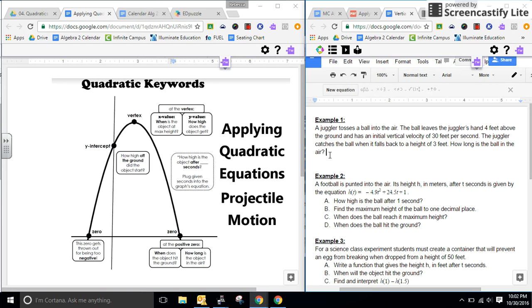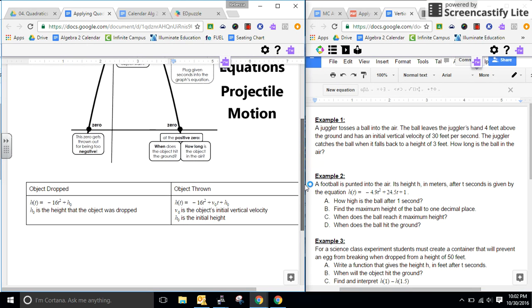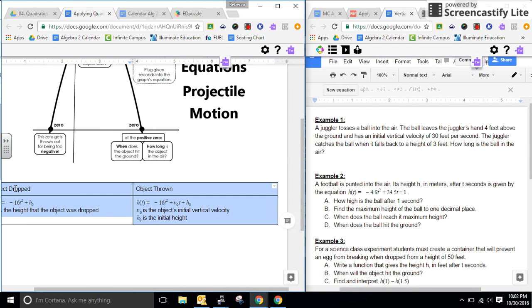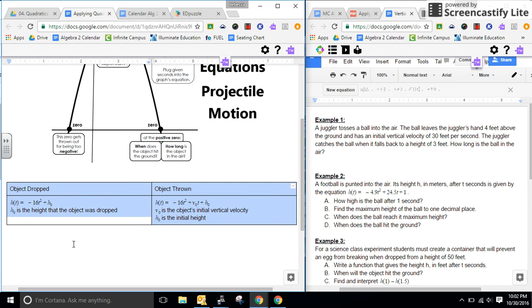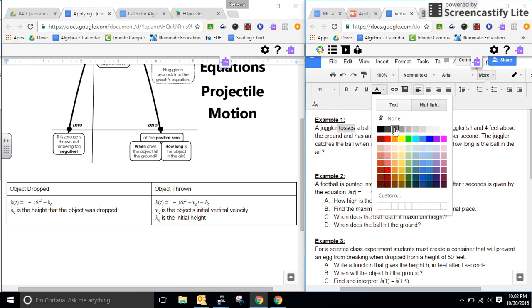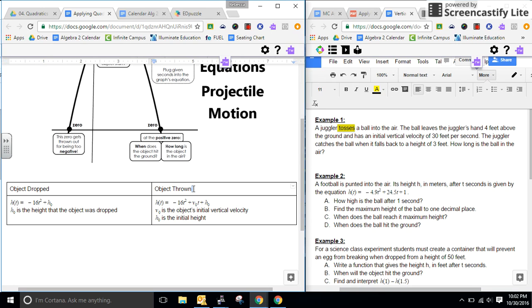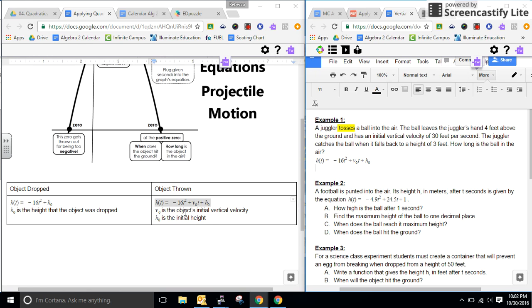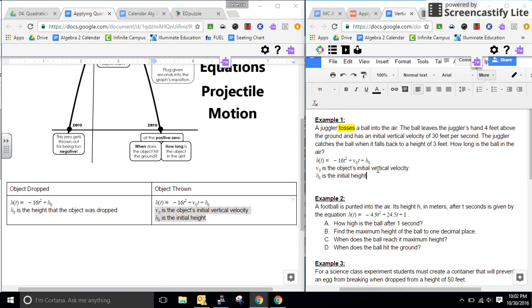So first thing I think is I need some kind of equation if I'm going to plug this into my graphing calculator. We've got these nice things to look at right here, object dropped versus object thrown. This time we've got a juggler tossing the ball, so to me that tells me we are going to be using the object thrown. There are two parts to this equation: the first part is the initial velocity part, and the second part is the initial height part. So I'm just going to copy this over so we can use it.